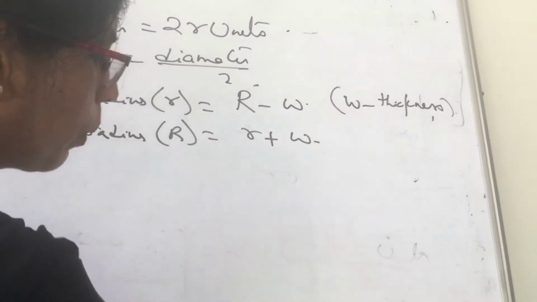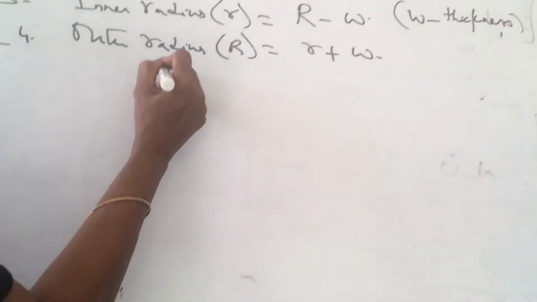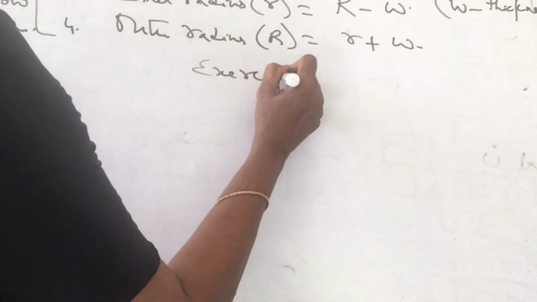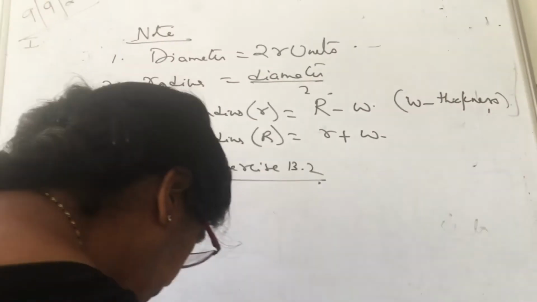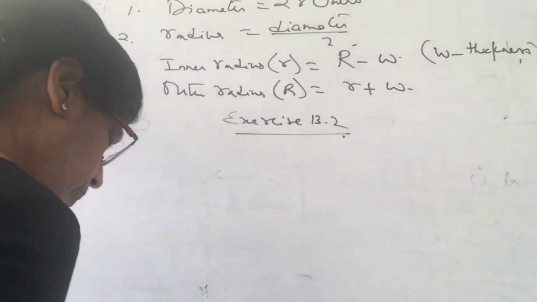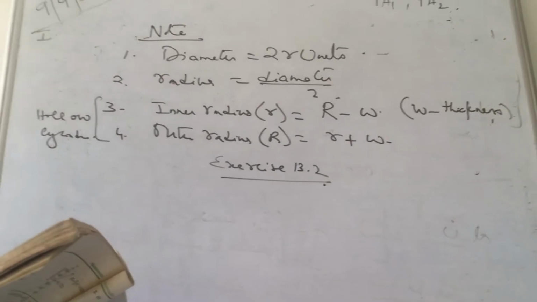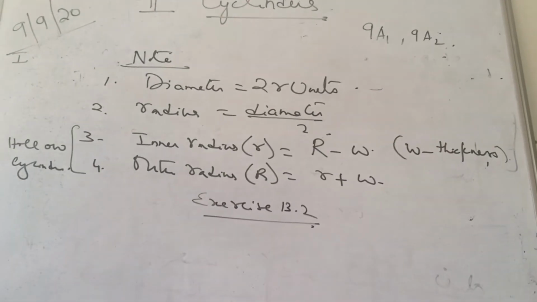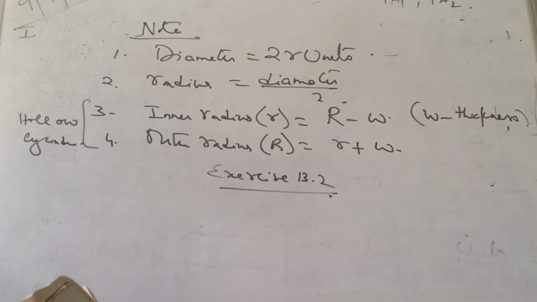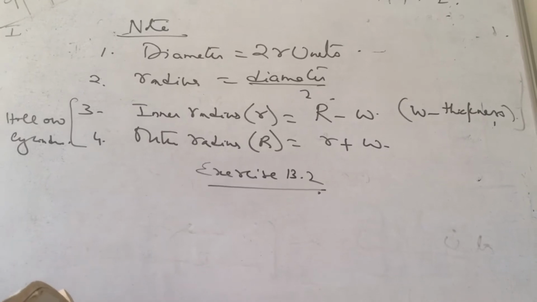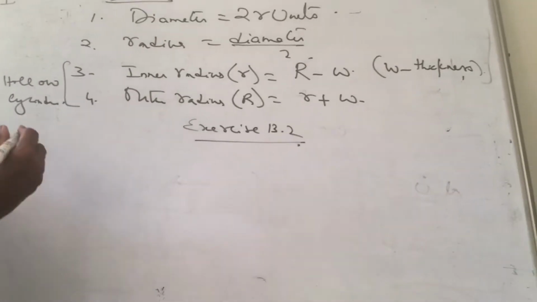Now coming to the problems related to exercise 13.2. The CSA of a right circular cylinder of height 14 centimeters is 88 square centimeters. Find the diameter of the base of the cylinder, children.